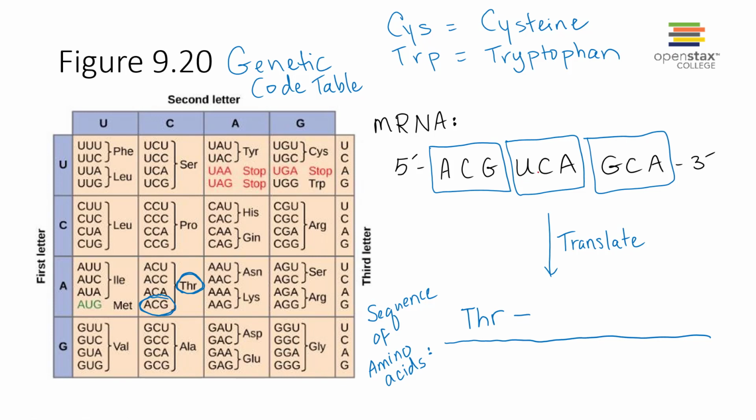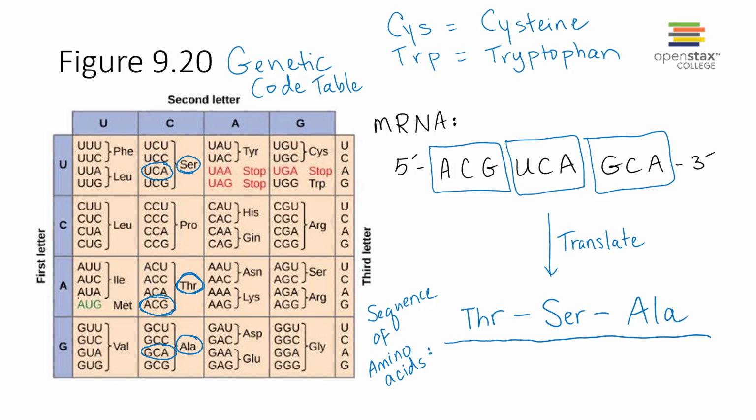Okay, UCA. Here it is. UCA codes for serine or SER. Dash. GCA. Here it is. GCA codes for the amino acid alanine or ALA. There we go. So that's all there is to it. You have to be provided with the genetic code table, but you need to know how to use it. Now, we did a really simple example here.